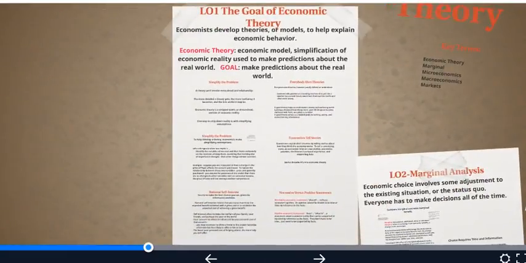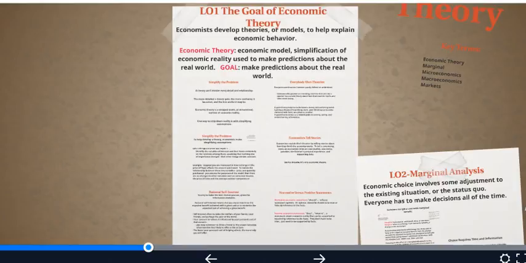First of all, learning objective 1 is the goal of economic theory. That word theory always made me think that things were really important or you had to be really smart to understand them. But we're taking things baby steps at a time, so don't stress. So economists develop theories or models to help explain economic behavior. The economic theory, it's our first key term.